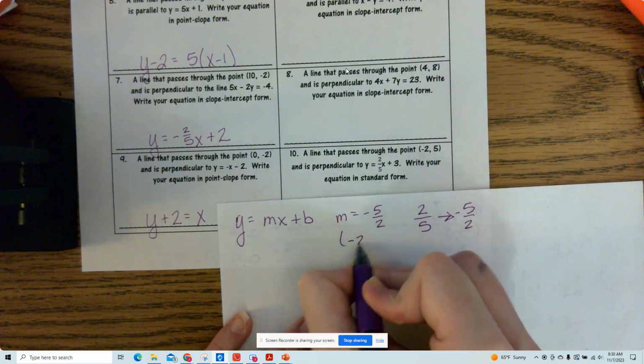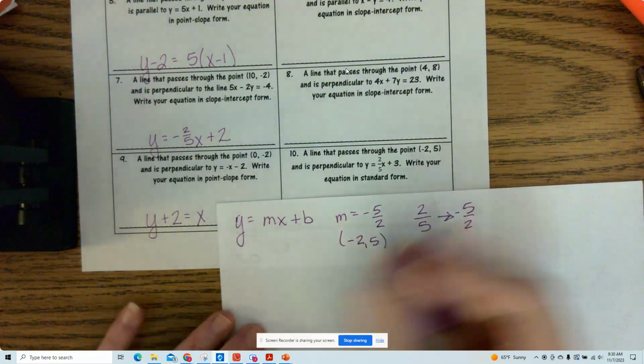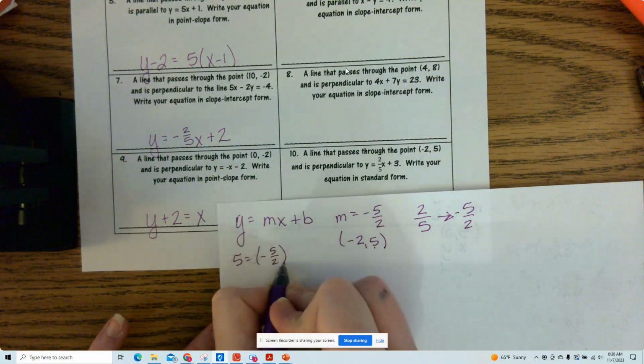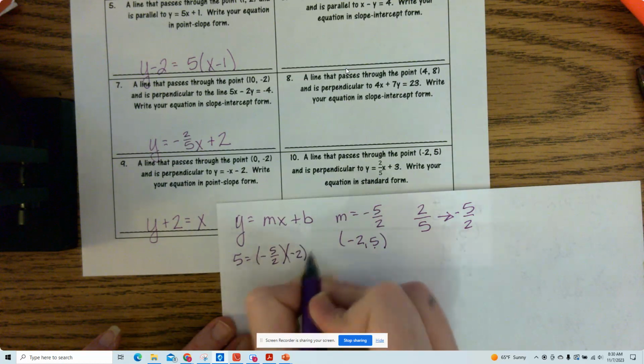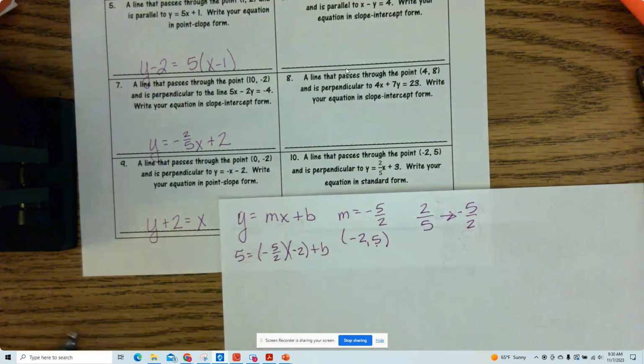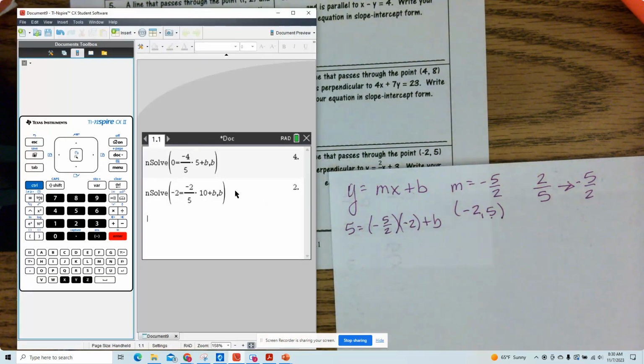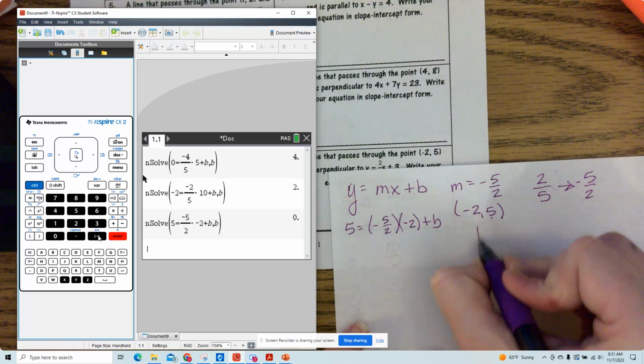And then here's my point, -2, 5. So y is a 5. M is -5 over 2. X is a -2 plus b. So I got to solve for b. This one is about as long as they get. There's a lot of different pieces that you have to do on one like this. Okay. 5 equals 5 over 2 times -2 plus b, comma b equals 0.